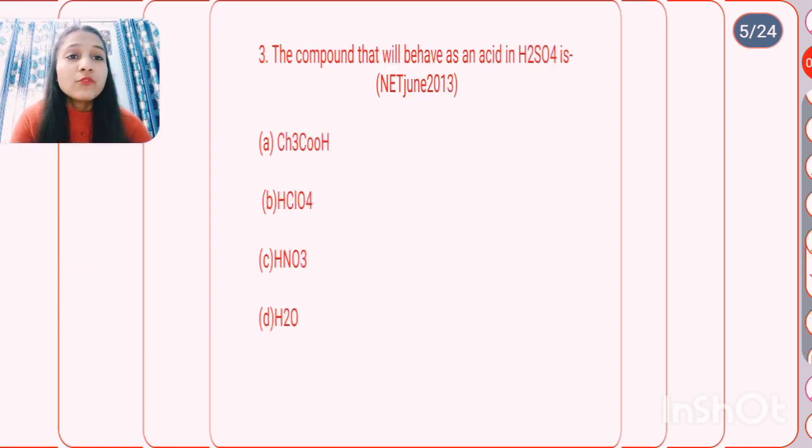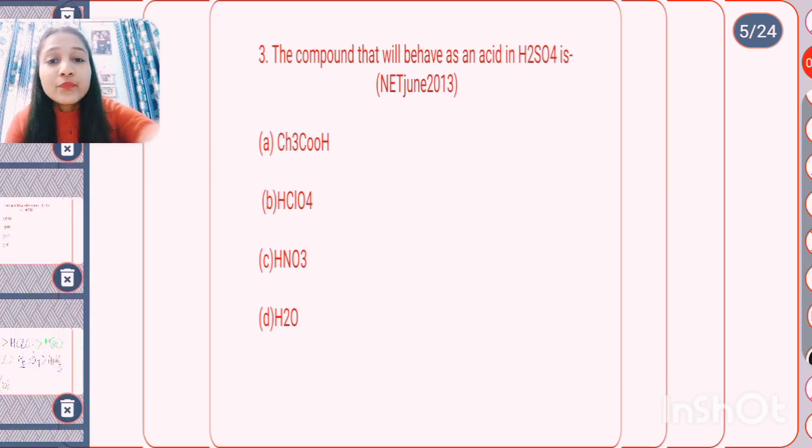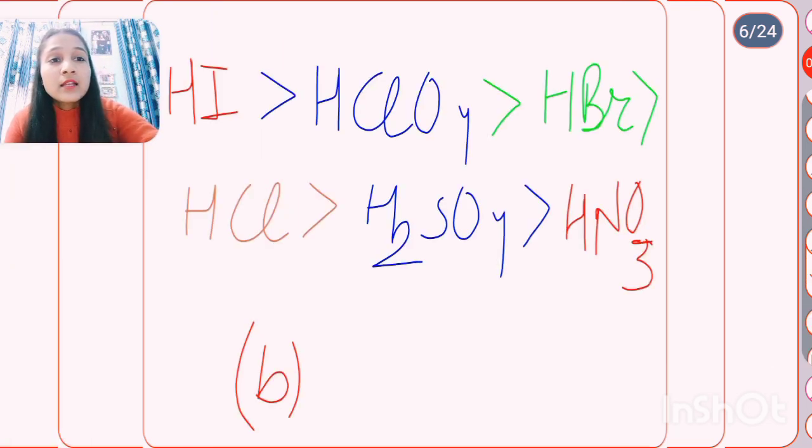The compound that will behave as an acid in H2SO4. So you just simply have to tell the compound which gives acidic solution in H2SO4. So for this we have a series. This is the series in decreasing order of acidic character. So HI has higher acidic character than HClO4, HBr, HCl, H2SO4, HNO3. So this is the correct series for acidic character.